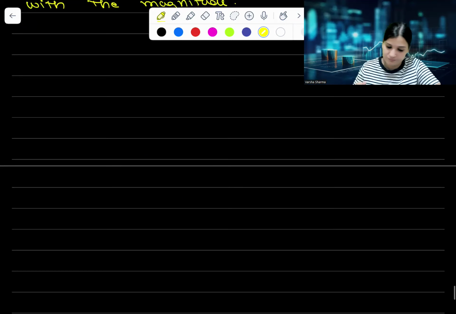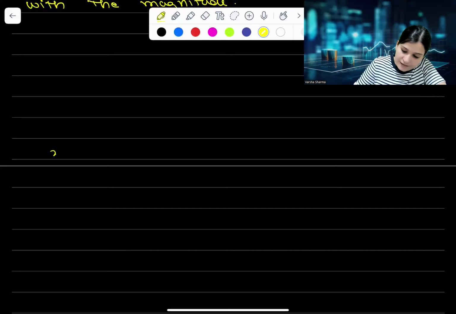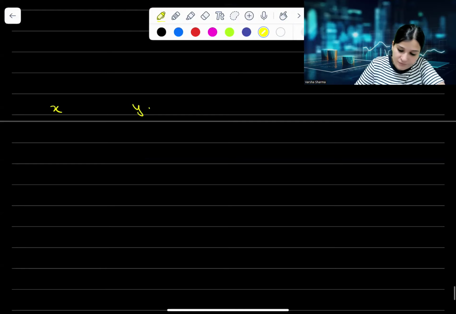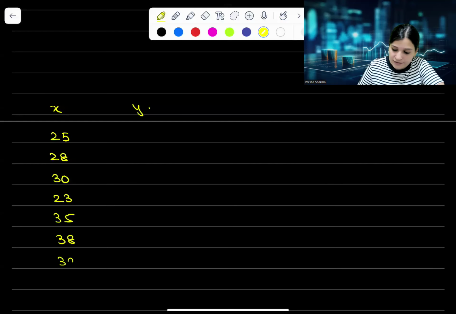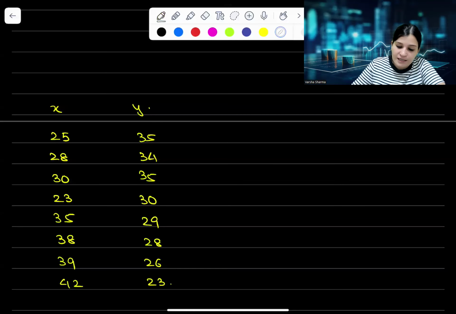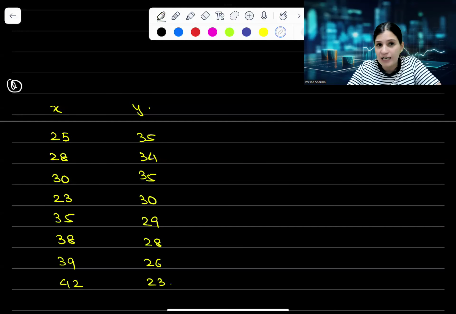X and Y. X: 25, 28, 30, 23, 35, 38, 39, 42. Y: 35, 34, 35, 30, 29, 28, 26, 23. This is your data, and the question is: find the value of R using the concurrent deviation formula.